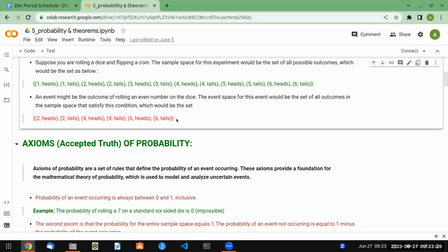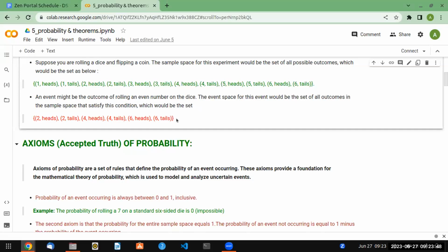Yeah. So 6 divided by 12, the probability is 0.5. If we convert this to percentage, what is it? 50%. That means when I say a probability is 0.01, then what is the percentage I'm talking about?